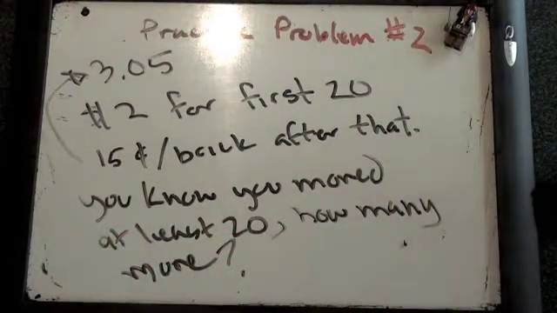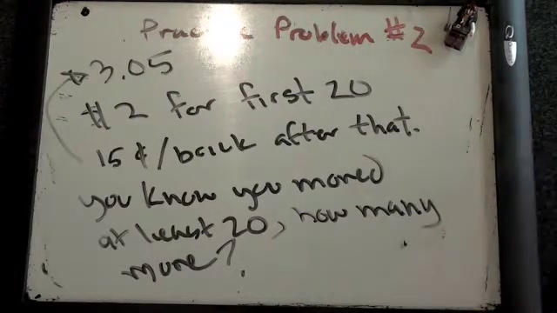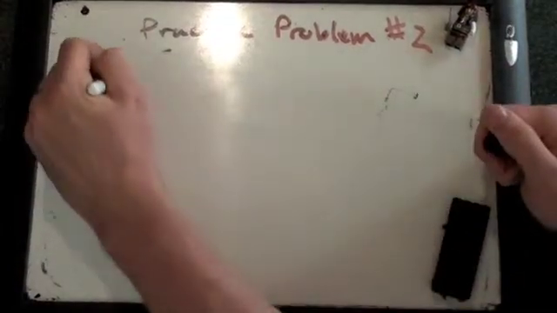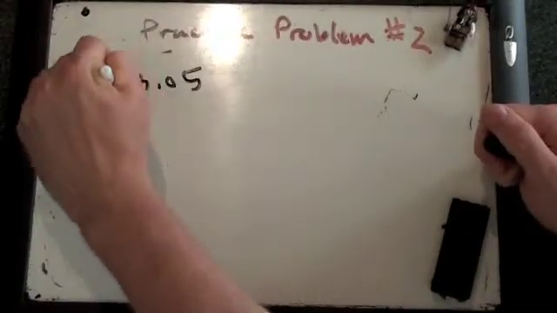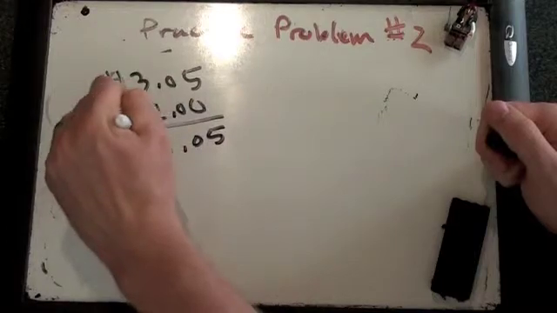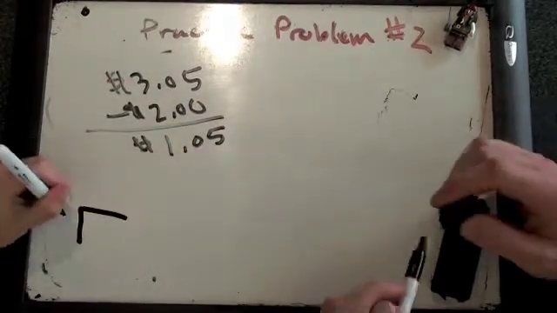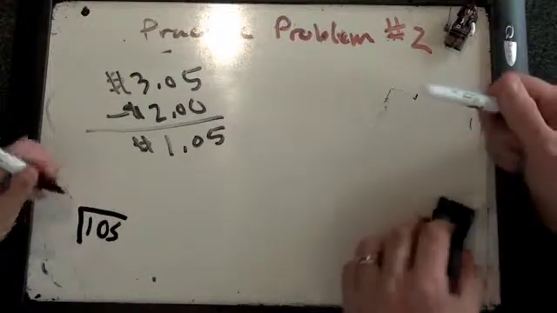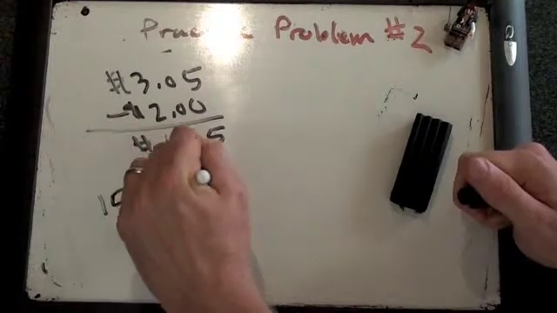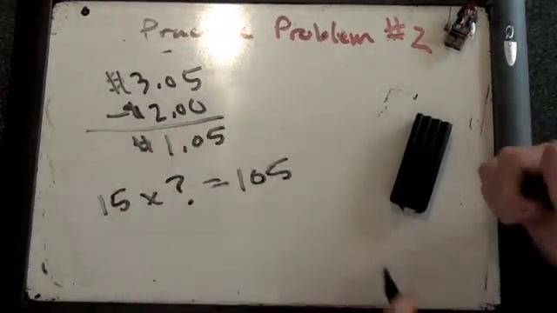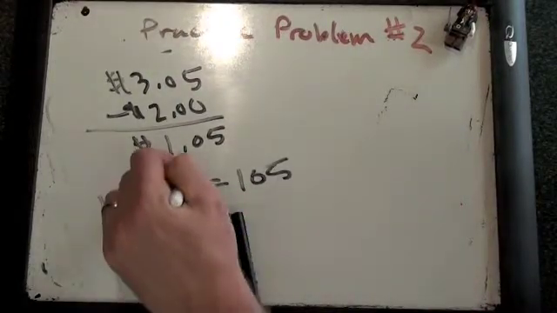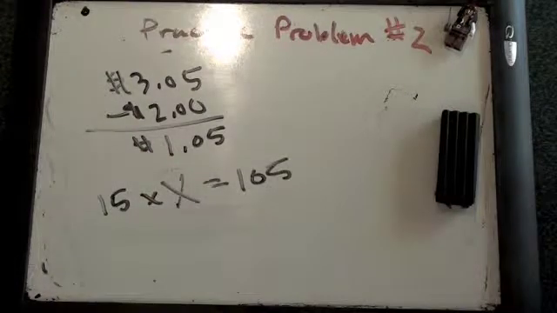So how many more than 20? Well, $3.05 minus $2 is what? It's $1.05. I'm going to do 105 divided by 15. Well, let's not do divided by. We're trying to figure out 15 times what equals 105. What should we call that question mark? 15 times x equals 105. All right, so tell me about multiples of 15.